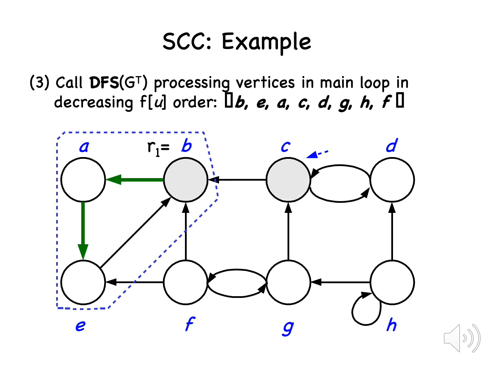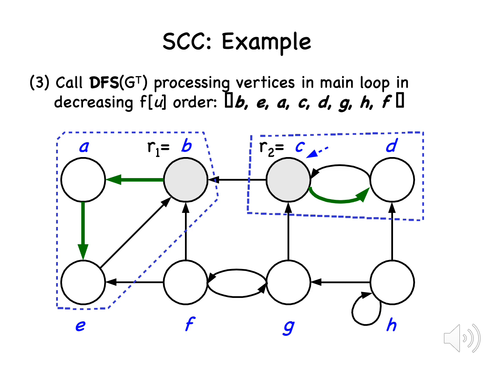Next in the decreasing f[u] order, the next node is C. So you can start from C. C has an outgoing edge to D, which is shown by the green arrow. D again comes back to C. There is no other outgoing edge going out from D. So that becomes another strongly connected component. So C and D in the list is over.